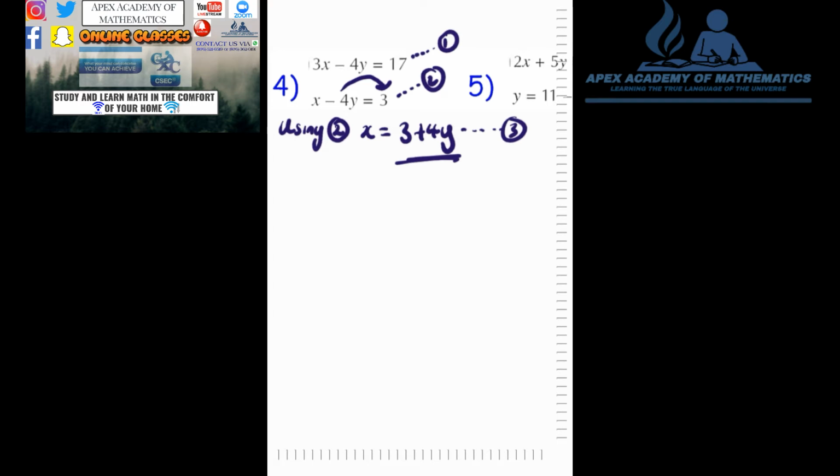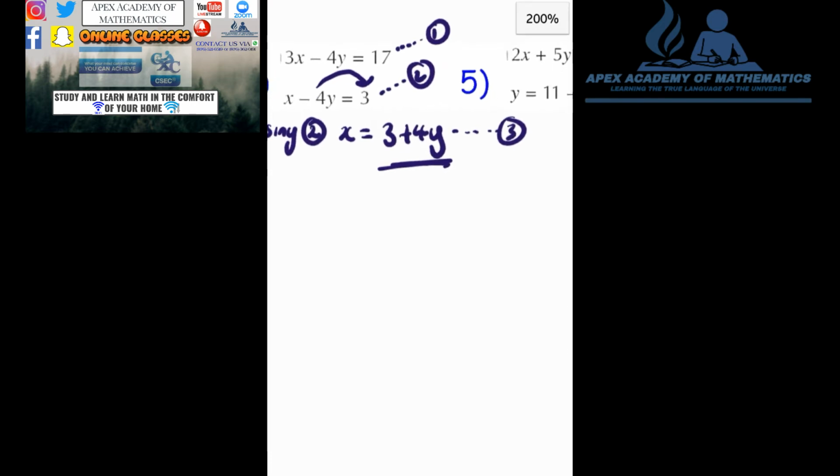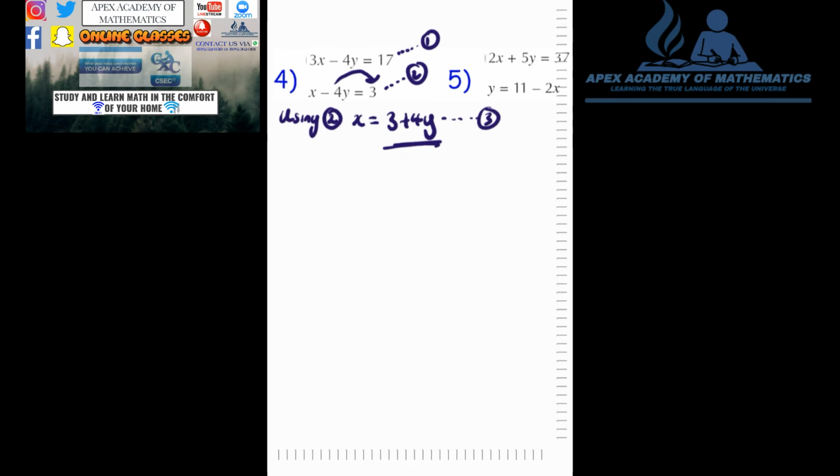Whatever equation you use to create the third equation, you cannot resubstitute it back into it. You have to choose another equation. All right, so hopefully that is a little bit clearer for you. So what equation did we use to create equation 3? We used equation 2. So we're going to take this expression and put it into equation 1 for x.